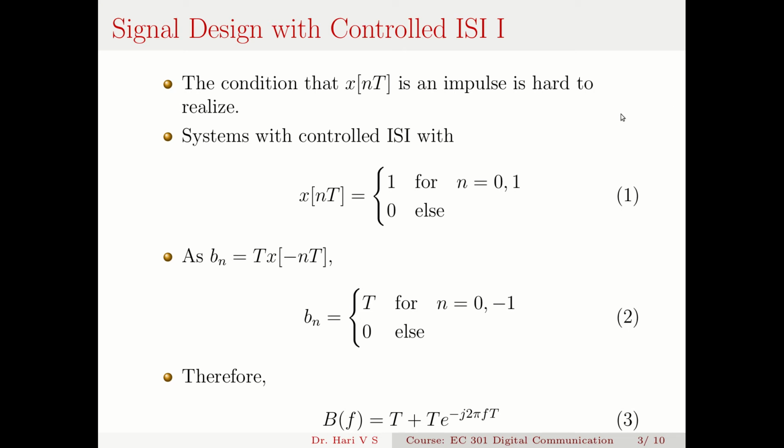The hard condition is x(nT) is 1 for n equal to 0, and everywhere else it is 0. Now we allow two impulses. Say x(nT) is 1 for n equal to 0 and n equal to 1.